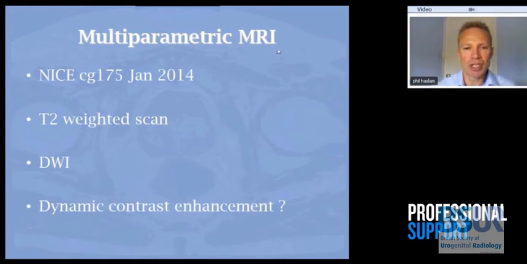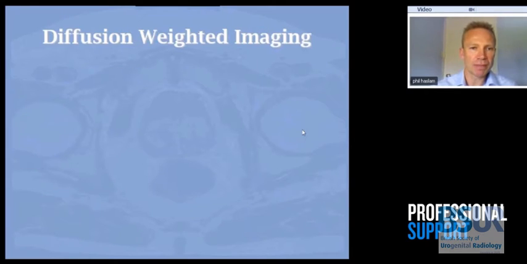So they wanted 2 of those 3 types of scan to call it multiparametric. Now, most of the literature you'll see, and what we call these days multiparametric MRI, is involving all 3 of those techniques, although there is some debate as to how useful dynamic contrast enhancement is, and we'll go on and talk about this in a few moments.